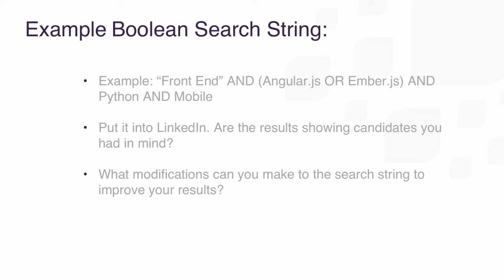Put this search string into LinkedIn. What do your results look like? What modifications can you make to the search string to get closer to the results you want? And then try again. Does this updated string provide better results? If only a dozen profiles show up, try expanding your search with more terms. If thousands show up, get more specific with your search string using the AND operator.